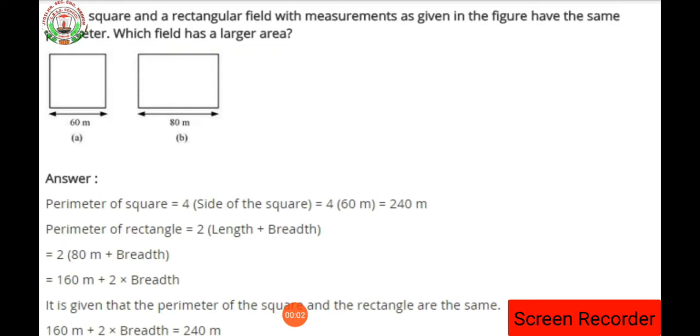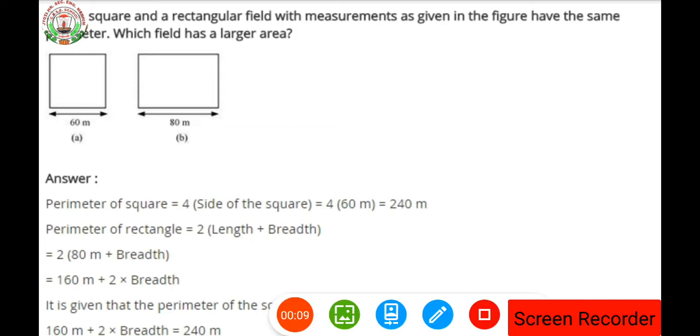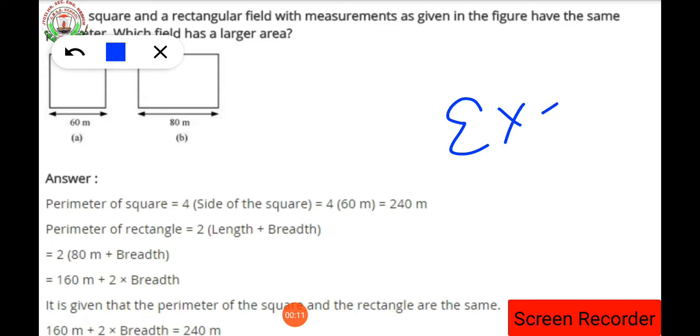Good morning to everyone. Today we will have the revision of chapter number 11, exercise 11.1. The chapter name is mensuration. So this is the 11.1 revision we are going to see. Let's see question number 1.